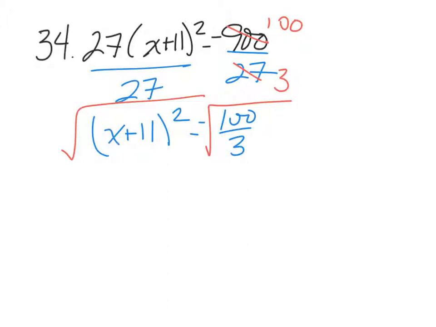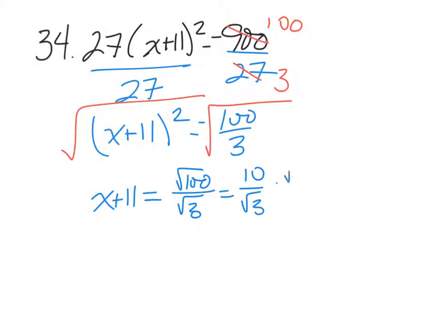the left side, of course, is lovely. Square root and squaring are inverse operations. They just undo each other. The square root of 100 is fine, but the square root of 3 will be a problem. Square root of 100 is 10, and somewhere someone decided we should not leave radicals in the denominator.